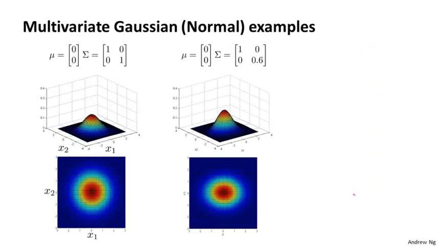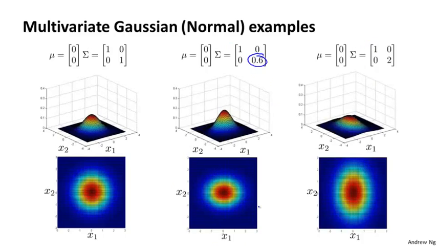And similarly, if we were to modify this element of the matrix instead, then similar to the previous slide, except that here we're saying that x2 can take on a very small range of values, and so here this is 0.6. Notice now x2 tends to take on a much smaller range of values than the original example. Whereas if we were to set sigma equal to 2, then that's like saying that x2 has a much larger range of values.